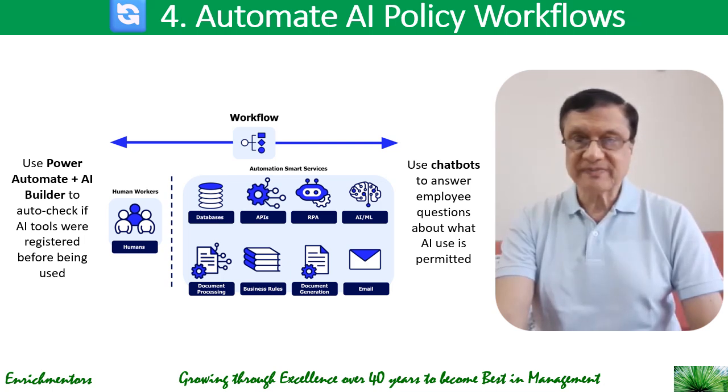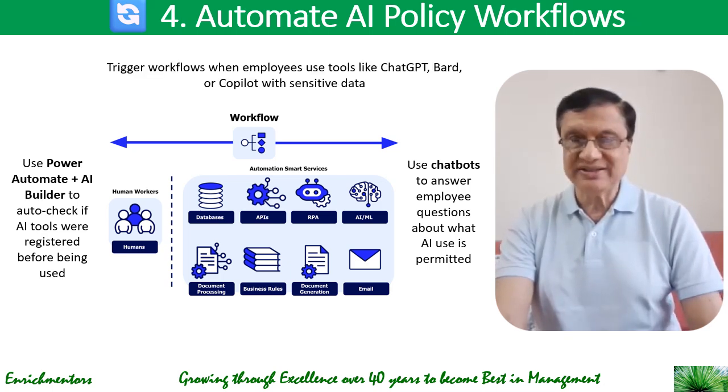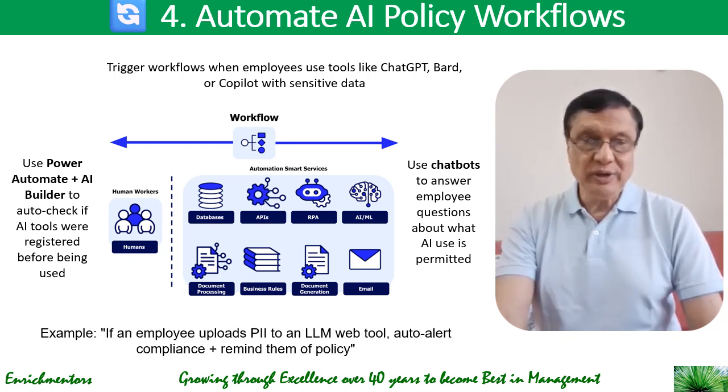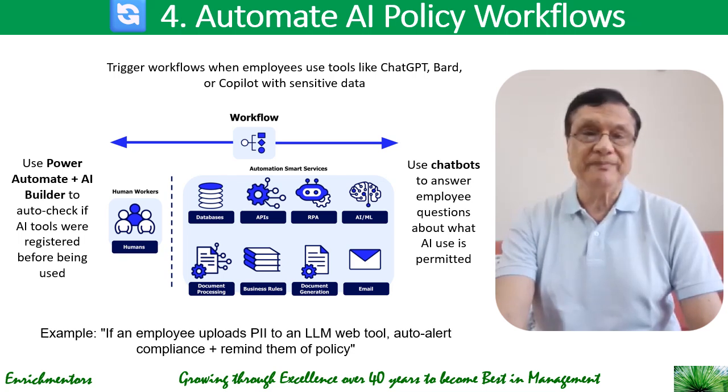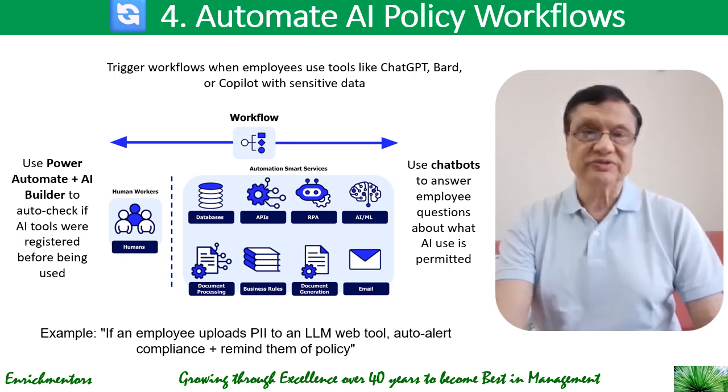Use chatbots like GPT plus VectorDB to answer employee questions about what AI use is permitted, and trigger workflows when employees use tools like ChatGPT, Bard, or Copilot with sensitive data. As an example, if an employee uploads PII to an LLM web tool, it should auto-alert compliance and remind them of the policy, right? So that's how you can automate AI policy workflow.